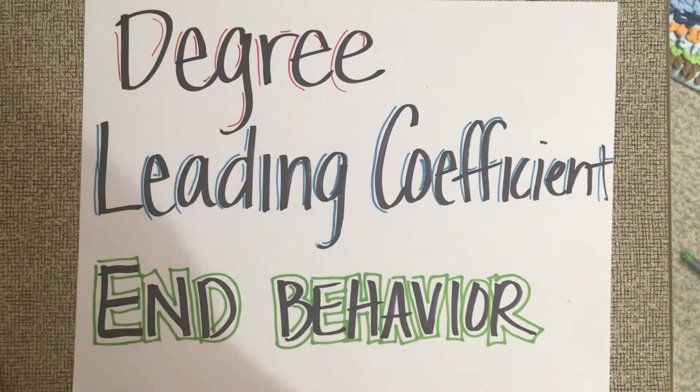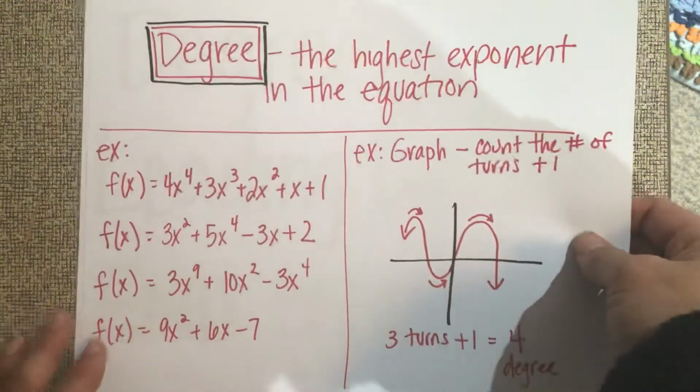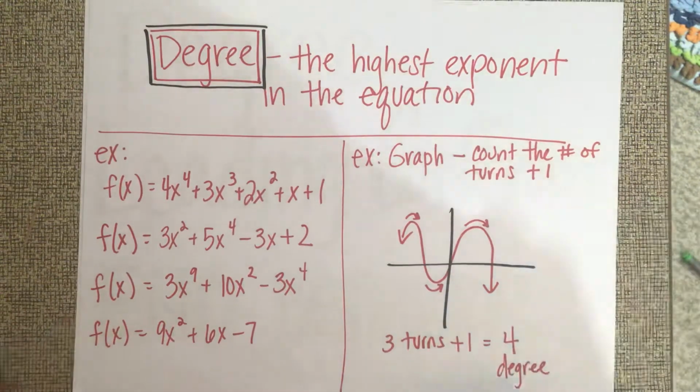Okay, to start with, degree. Degree, we talked a little bit in the last video, is the highest exponent in the equation. Also, guys, it's not a bad idea for you to have a notebook out right now and you can be taking notes. That way you pay attention to the video a little better, and you have some notes that you can look back at.